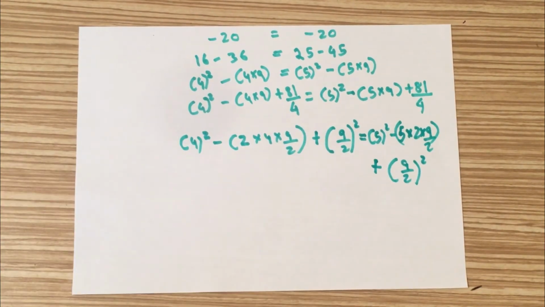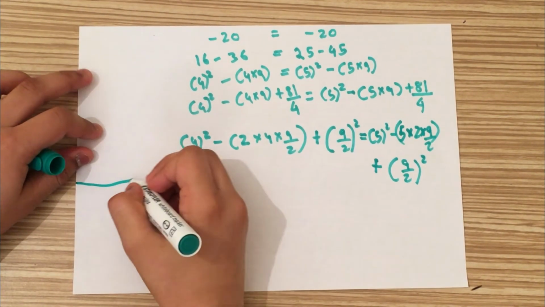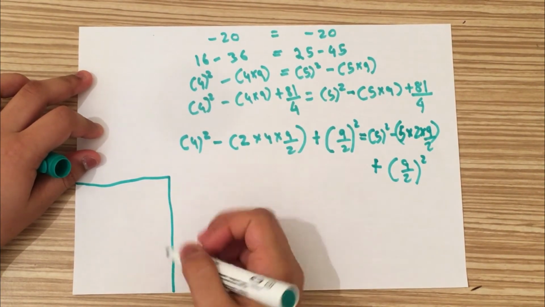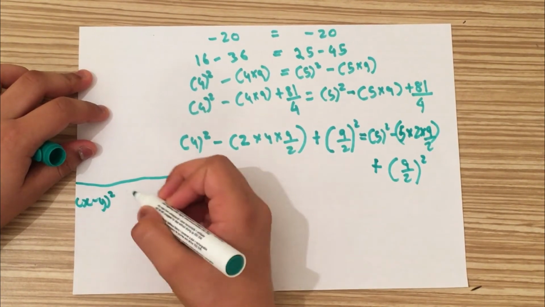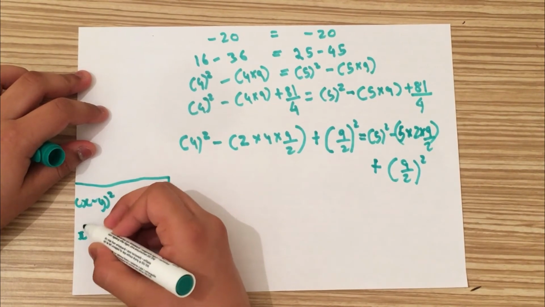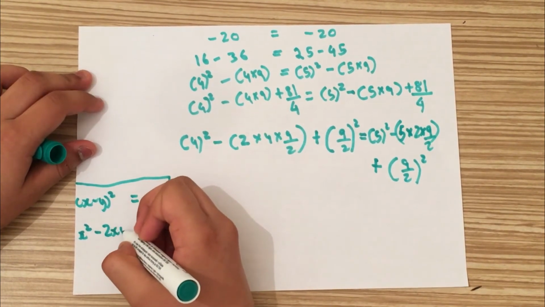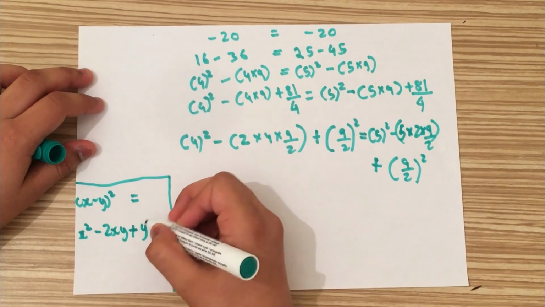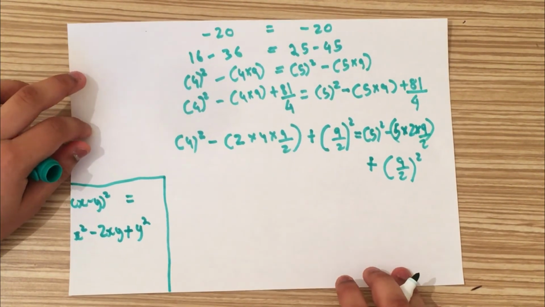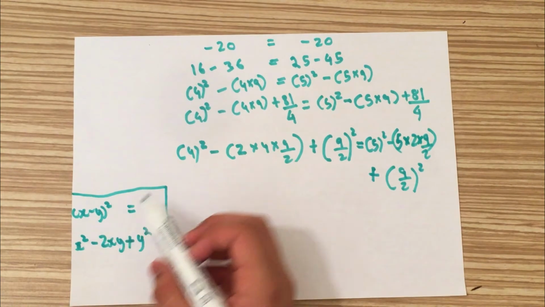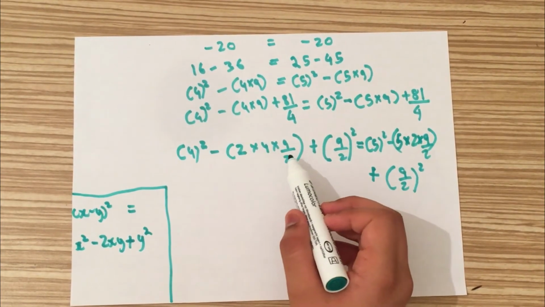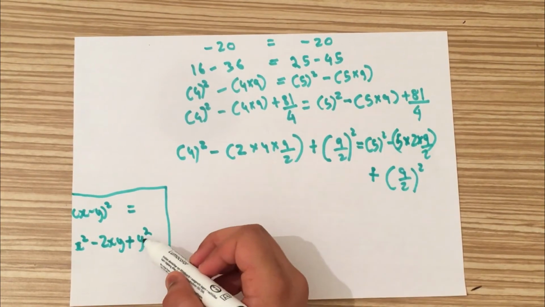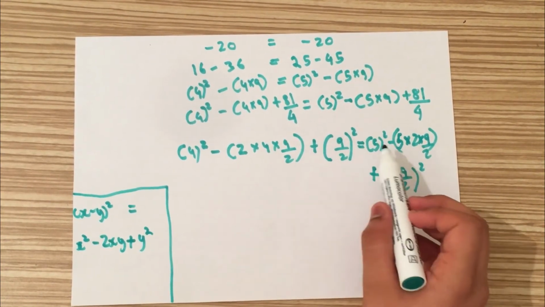Okay, to write the next equation, we need to learn a simple formula. I'll just write the formula over here. So the formula is x minus y squared is equal to x squared minus 2xy plus y squared. So if we apply that here we have x squared, 4 squared, minus 2xy, minus 2 times 4 times 9 over 2, plus y squared, 9 over 2 squared, and the same here.